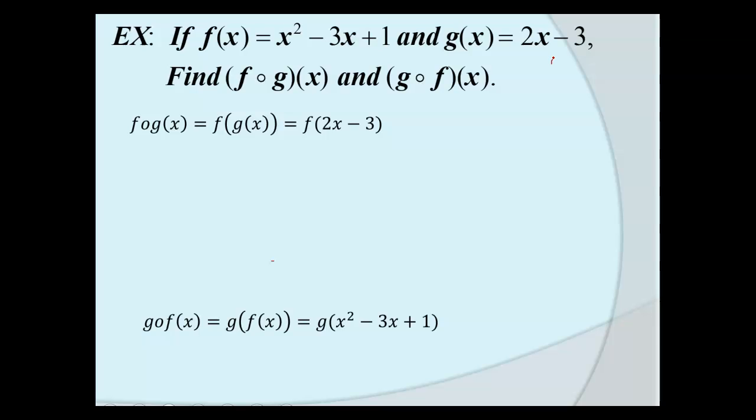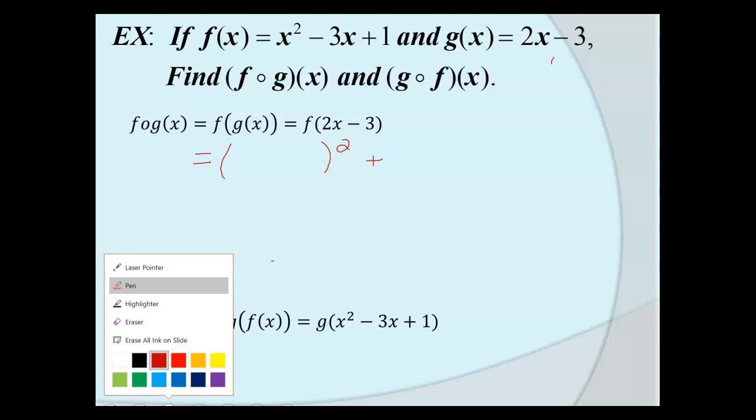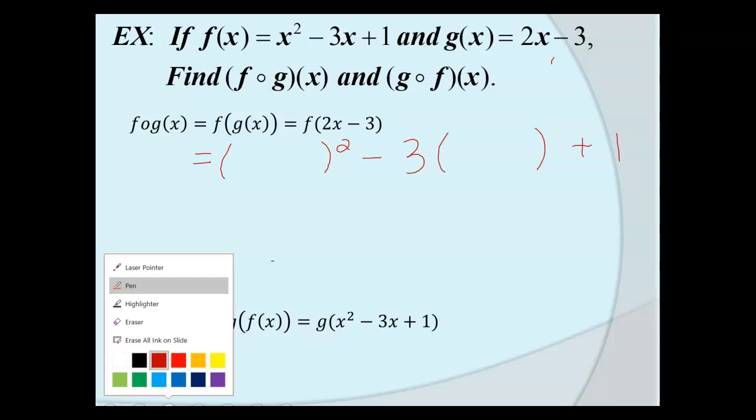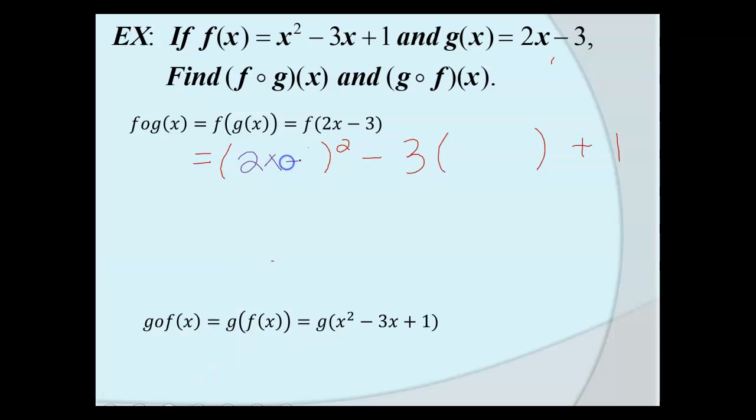So every x in f is now going to have g. Everywhere you had an x, you're replacing it with g of x. So g of x is 2x minus 3. So we're going to put in 2x minus 3 here, 2x minus 3 here, and then guess what it is at that point? Algebra. So what do you do if you have a binomial squared?